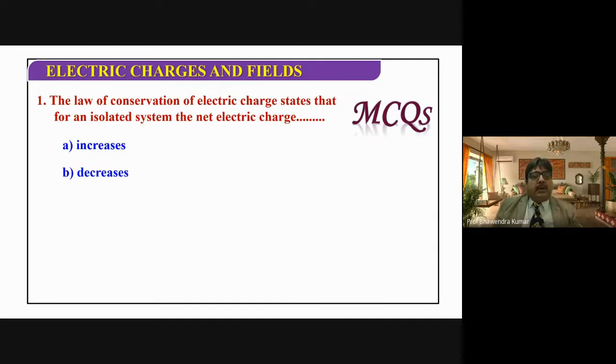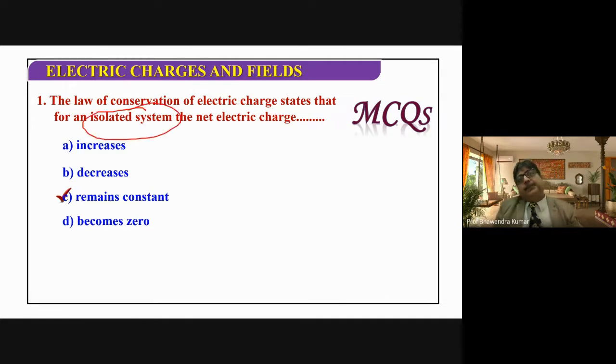So can you state what the conservation of charge principle tells us? For isolated system. What do we mean by the isolated system? It is not gaining any charge from external source. It is not losing any charge.